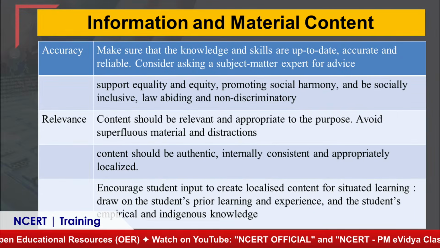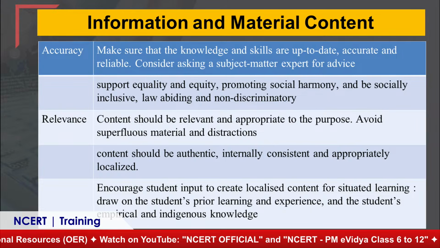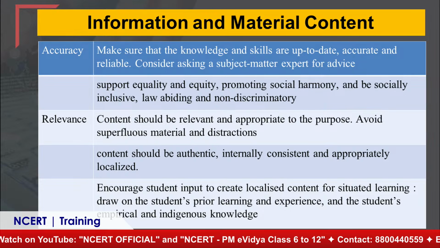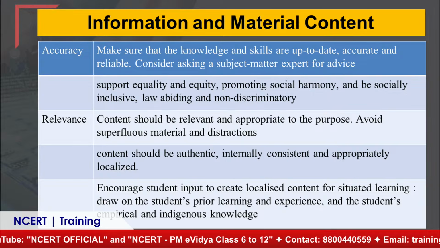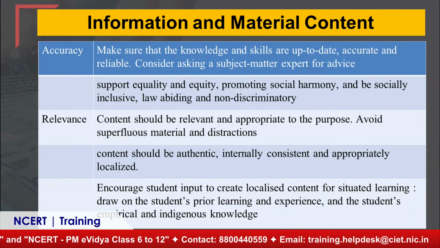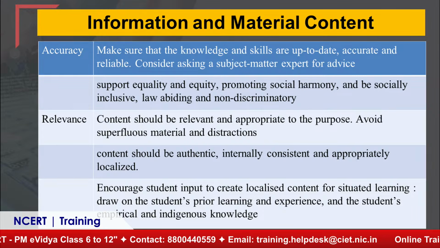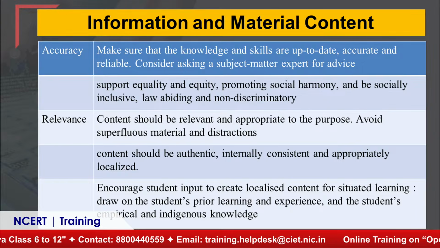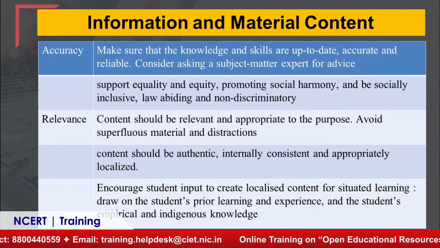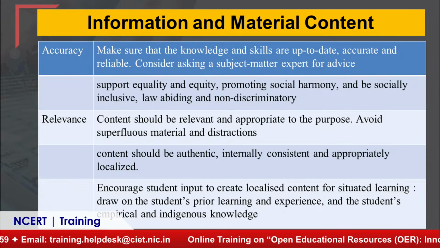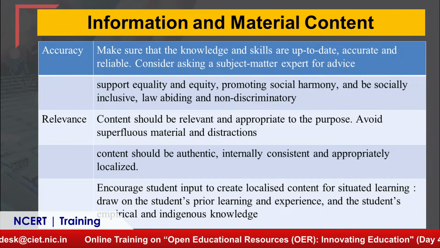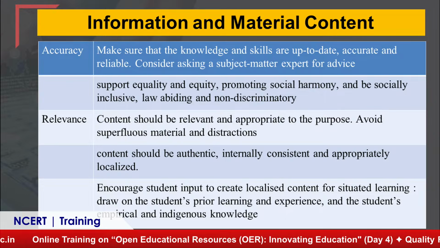Another important dimension in the quality framework developed by the CIMCA is information and content, that is, what type of content is there in the resource. If you are thinking about the quality framework and you want to understand this particular dimension, the very first important point is accuracy. It is not only for OER. If you are using any resource, you cannot compromise with errors, particularly content errors or factual errors.